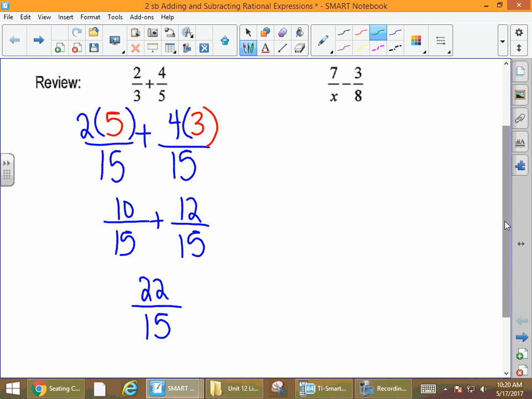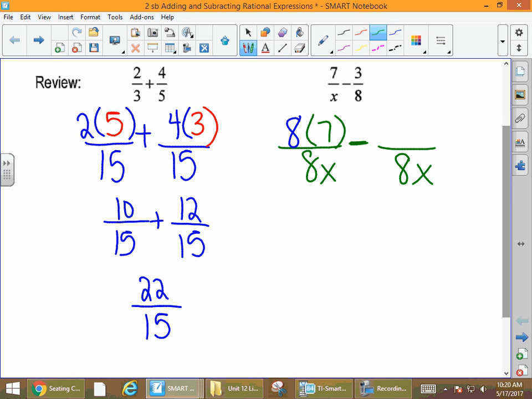But the idea is the same here when we do have a variable in the denominator. We're going to multiply x by 8 to get our common denominator. And x times 8 is 8x. We're going to subtract. Well, in order to subtract, we need to figure out what goes on top there. What did we multiply x by to get 8x? Well, what we multiplied x by to get 8x is we multiplied by 8. So we're going to put that 8 into the numerator. Times 7.